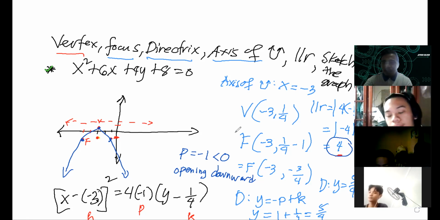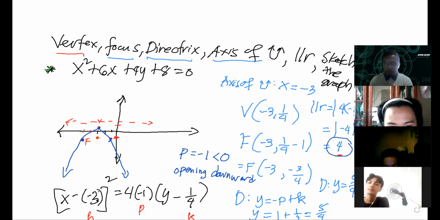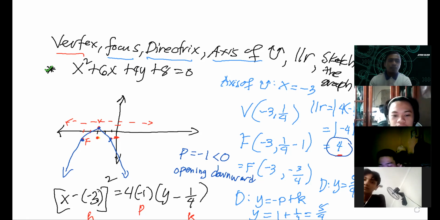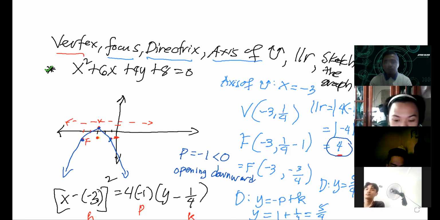Okay, question. I want you to type 1 in the chat box if that is clear. And I want you to type 0 if you have questions so that we can address it. Go. 1, 1. So far, all of you are typing 1. So it means it is clear on your end. Very good. So I think we are now ready for the next example.